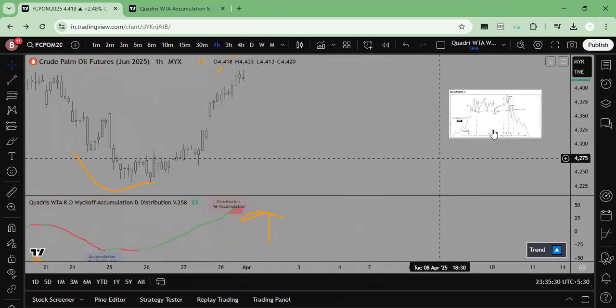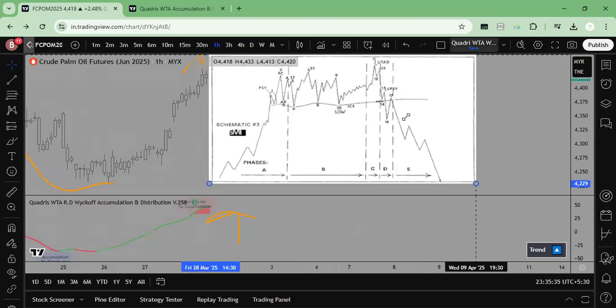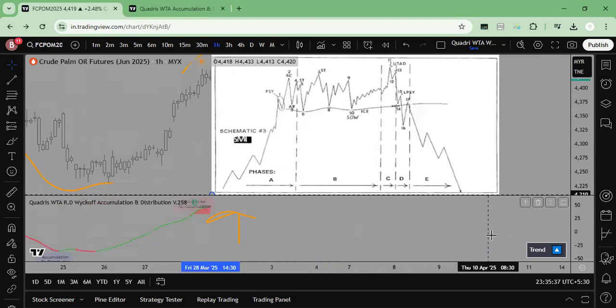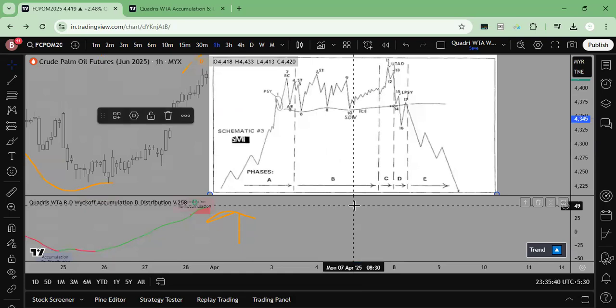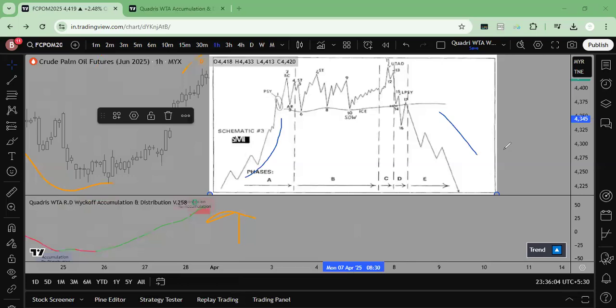Like for example, if I look over here, this is a schematic. If we zoom in, this is a schematic of a distribution from Stock Market Institute, which is the baby of Richard D. Wyckoff. So what does this mean? This means whenever there is an uptrend, how an uptrend would end and a downtrend would start. That means how an up move will end and a markdown would start.